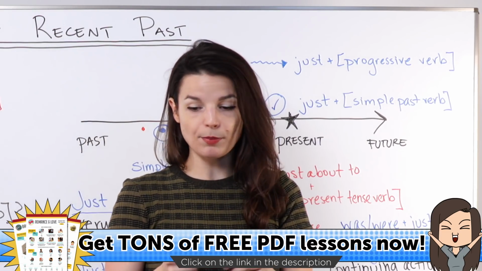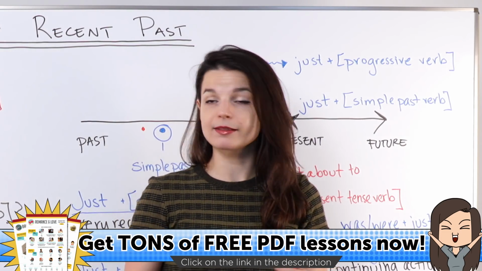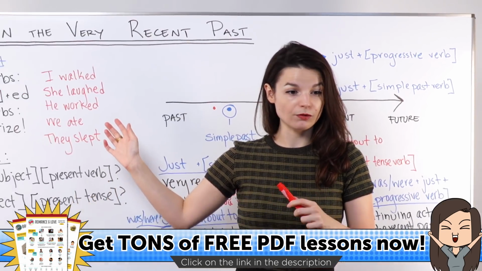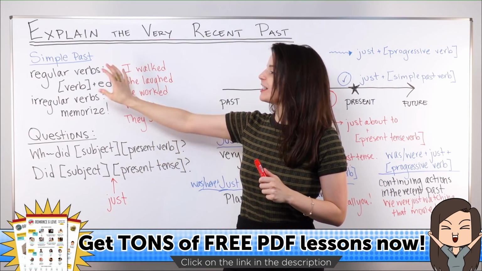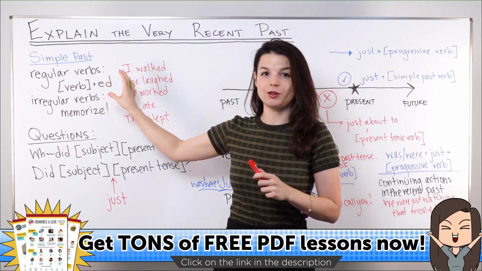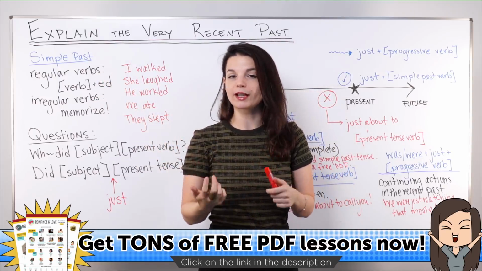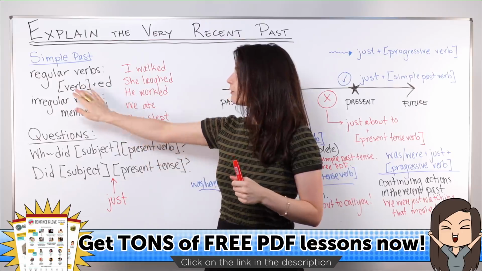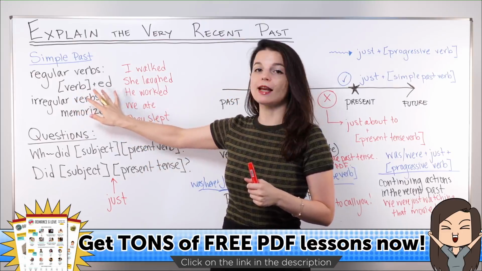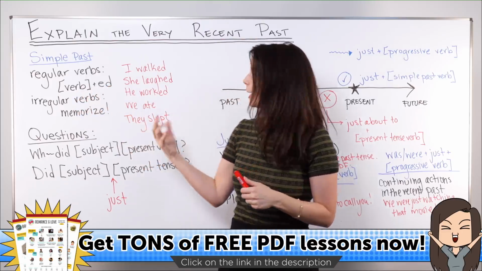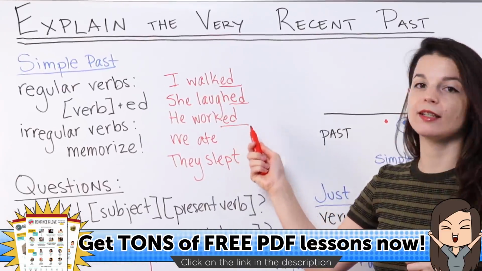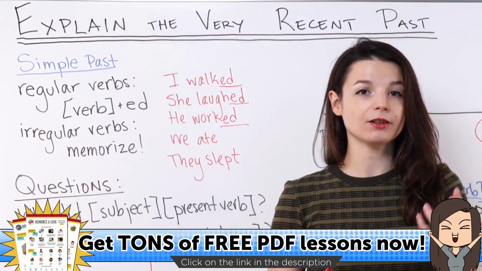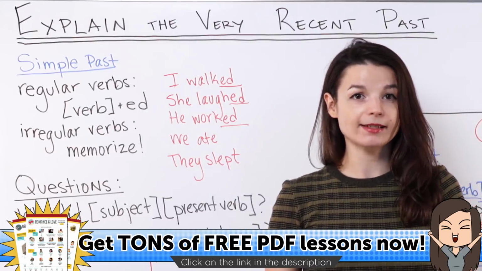So when we make simple past tense statements, we have two patterns that we follow. It depends on the type of verb that you use though. So if you're using a regular verb, you'll use the verb plus an ed ending, basically. So for example, I walked, she laughed, he worked. These are all examples of regular verbs in the simple past tense.